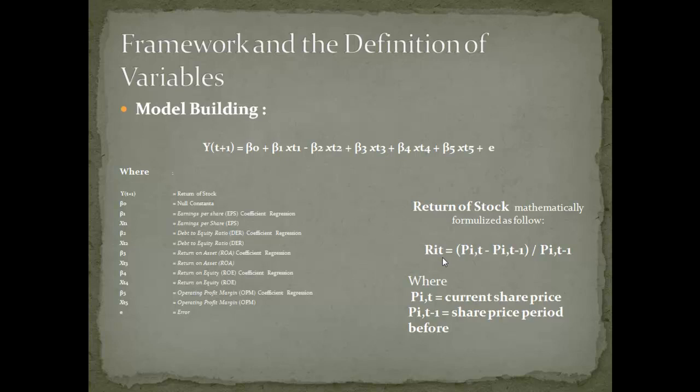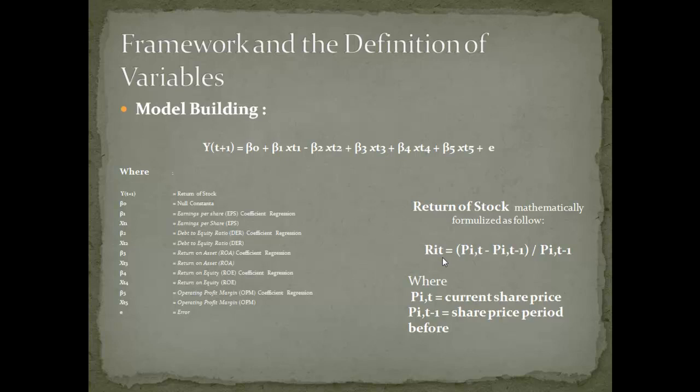of stock, b0 is a null constant, b1 is earning per share coefficient regression, X t1 is earning per share, b2 is debt to equity ratio coefficient regression, X t2 is debt to equity ratio, b3 is return on asset coefficient regression, X t3 is return on asset, beta 4 is return on equity coefficient regression, X t4 is return on equity, and beta 5 operating profit margin coefficient regression, X t5 operating profit margin, and the last is E, error.